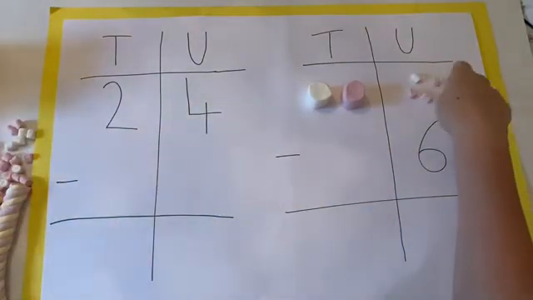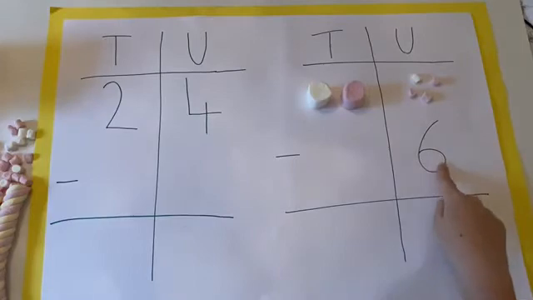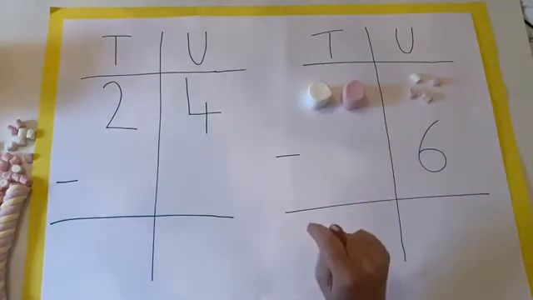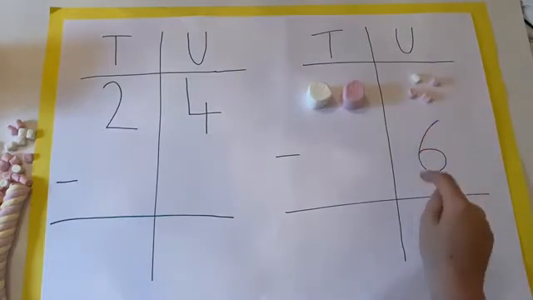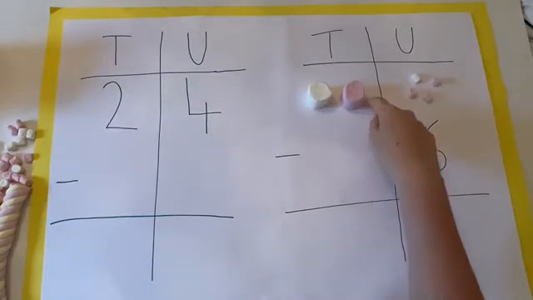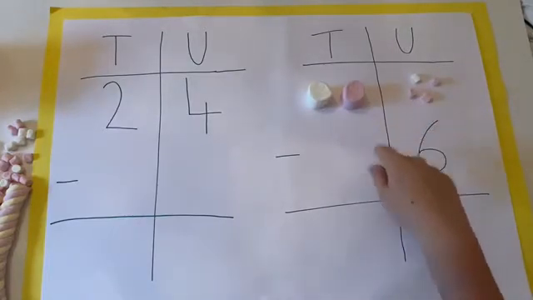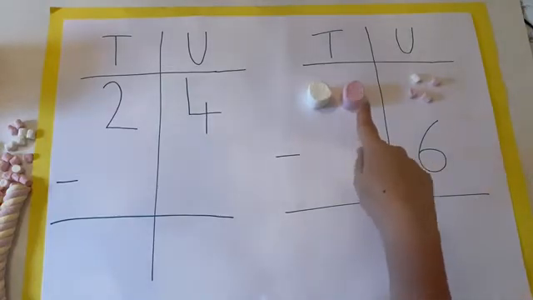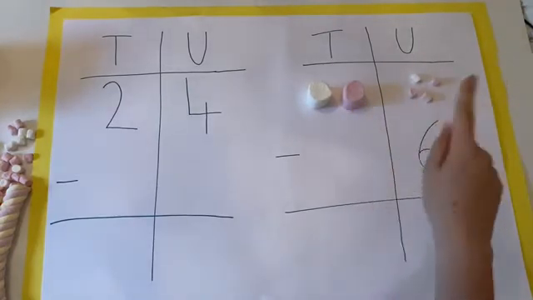Always starting upstairs in our units. 4 take away 6. Impossible. We might need to explode this number in a different way to help our units out. Or sometimes I say we need to tap on our 10s to top up our units. Different teachers have different ways of explaining what they're doing, and so we need to top up our units, and the way we do that is by exchanging from one of our 10s into 10 units.